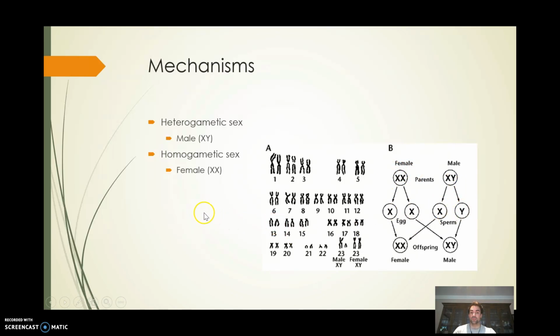Now, this is important because depending on which type of sperm actually fertilizes the egg will determine the sex of the offspring. So we have the heterogametic sex and the homogametic sex, and all this really means is the types of gametes that these parents or offspring may carry. Heterogametic meaning two different, X and Y, and homogametic meaning XX.